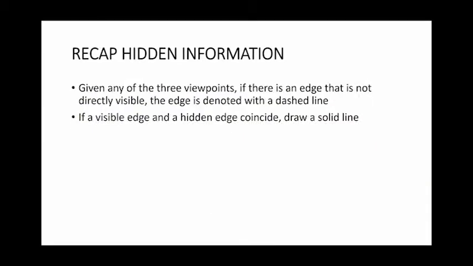Let's also recap on our hidden information technique. Now, orthographic projections can hide information, so what we do to indicate that is we usually see in the front and side views a dashed line, and that indicates any hidden edges that are not viewable from that side of the object.